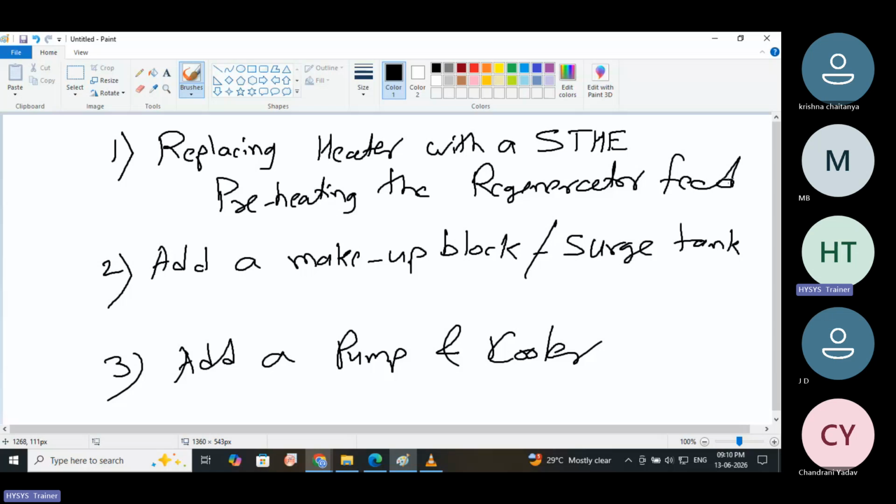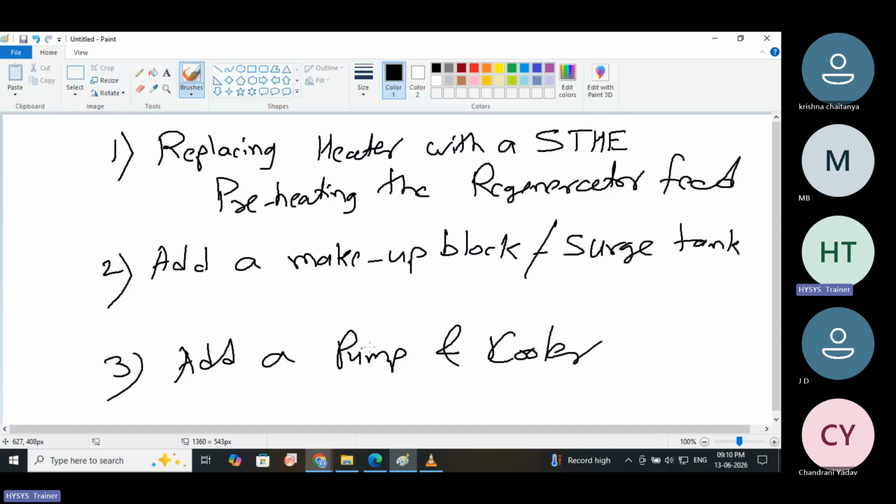The outlet of this heat exchanger is then sent to a makeup block. One outlet will be sent to a regenerator and the second outlet will be sent to a makeup block. This makeup block will be adding some extra amine or water which is required to make up that MDEA amine stream so that it can be recycled back into the system. So this is the purpose of this makeup block.